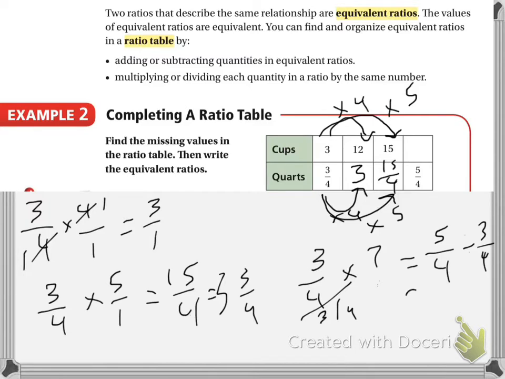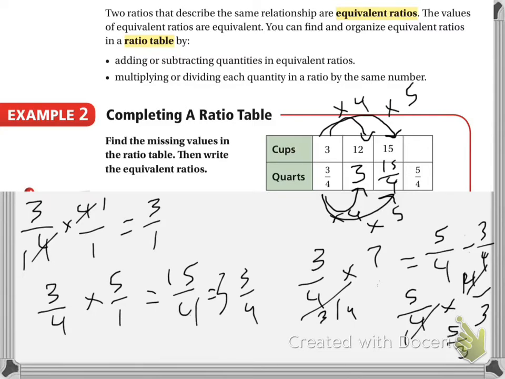So I'm going to have 5/4 times my 4 over 3. And then right here, I can cross cancel, make these 1s, and I end up with 5 times 1 and 1 times 3, so I end up with 5 thirds.